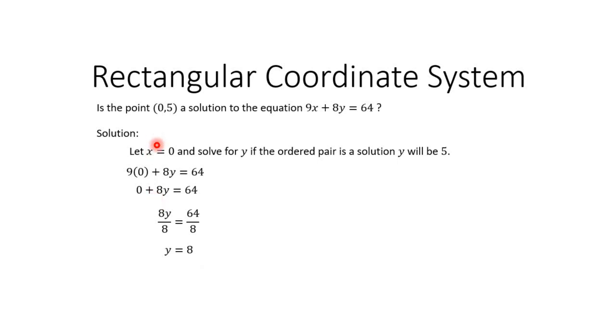So I plugged in 0 for x and I didn't get 5 for y. I got 8 for y. So (0, 5) is not a solution to this equation. A solution to this equation where x is 0 would be (0, 8).